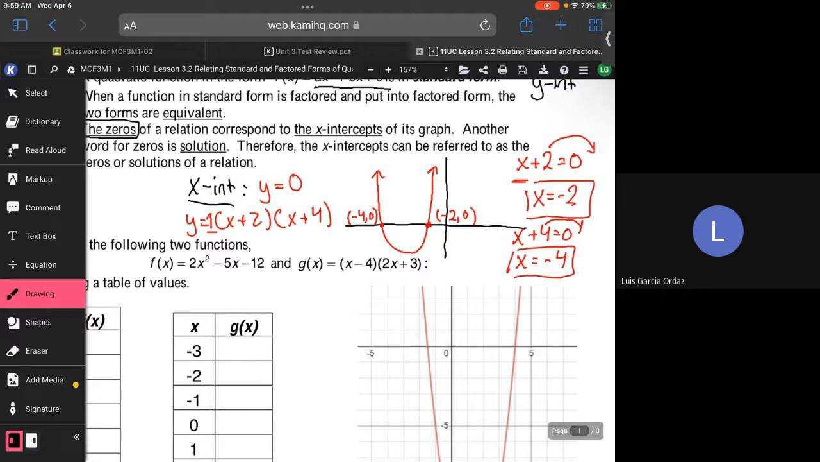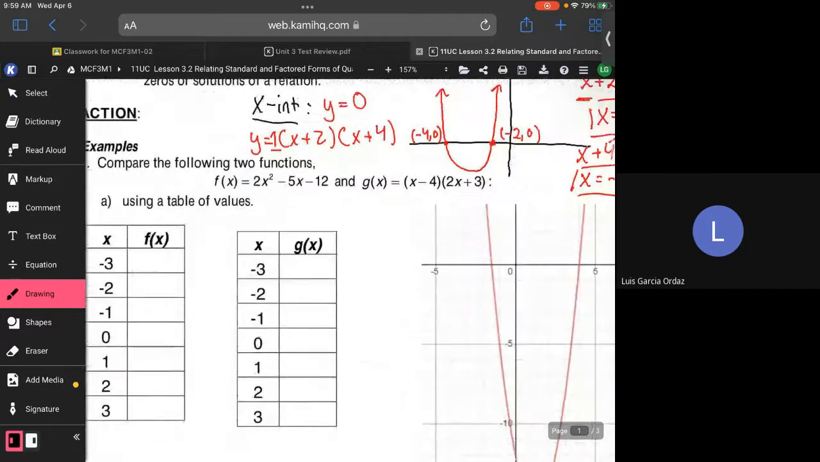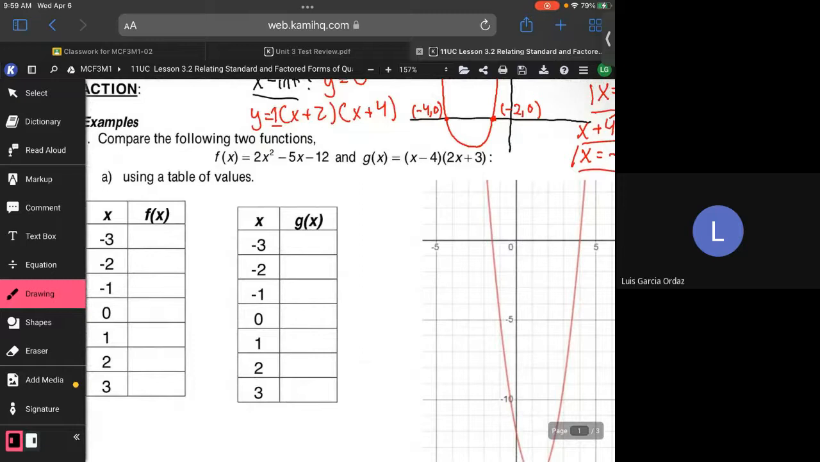So now that we've done an example with the factored form, let's see what happens now. We have two functions: f of x equal to 2x squared minus 5x minus 12, and g of x equal to x minus 4 times 2x plus 3. One of them is in standard form, which is f of x. And my x minus 4 and 2x plus 3, that is in factored form. So now let's create a table of values and see what happens.